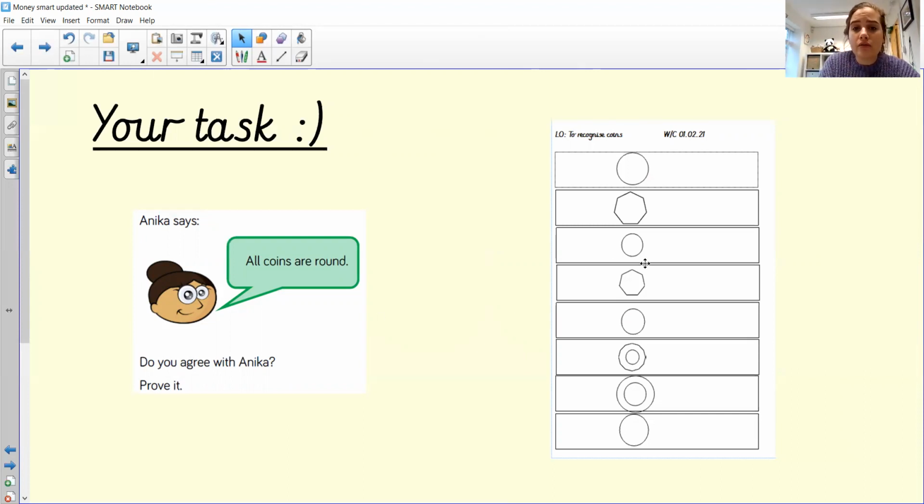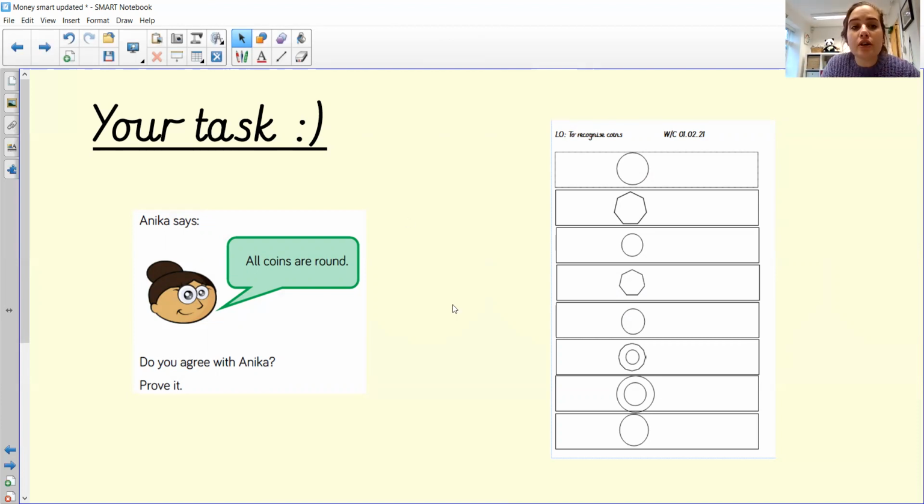Over here on the right hand side, we've got a worksheet, and what you're going to need to do is go through your coins and place them over the right one. So you're going to need to see which one fits, and then you need to label them. So which is the 1p coin, which is the 10p coin, which is the 5p coin, and you can colour them in because they're not all the same colour. All the coins are different tones and colours.